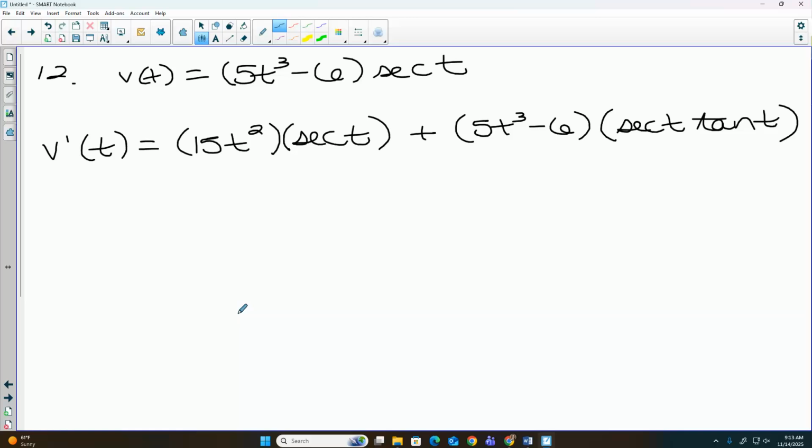Is there anything else on this page you would like to look at? If we did distribute that, we don't need to FOIL that, do we? No, it would just be like 5t cubed secant t tangent t, minus 6 secant t tangent t. Perfect, thank you. You're welcome. Other questions?